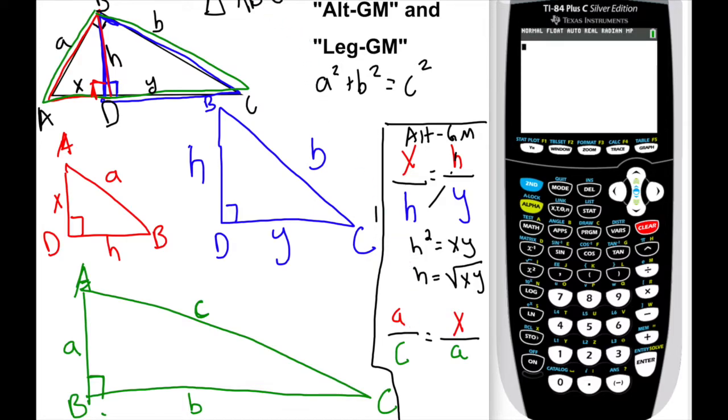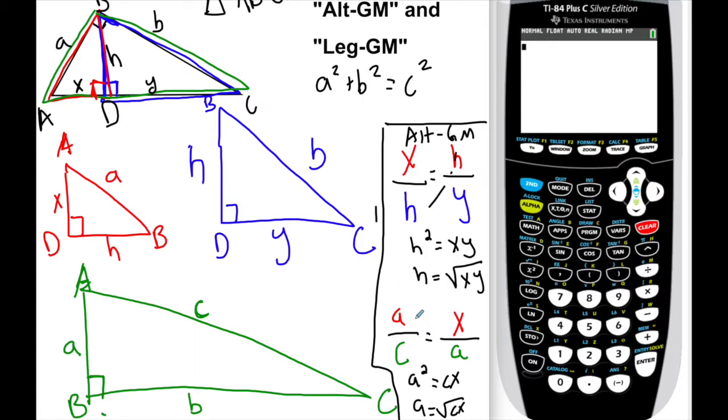Okay? So when I cross multiply here, what I get is A squared equals CX, or A equals the square root of CX, okay? So in other words, the length of a side is the geometric mean of the entire hypotenuse and the side that is next to it or adjacent to it. So A is the geometric mean of C and X, because if you think about X and Y, which of the pieces is A touching? It's touching X, okay? So it's the geometric mean of the whole hypotenuse and the piece it's touching, okay?